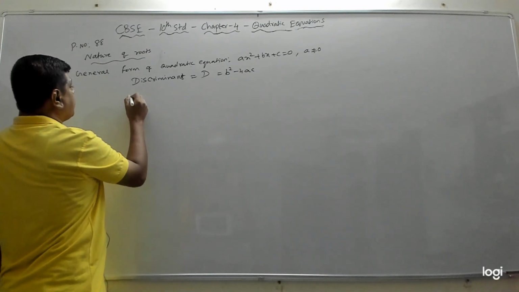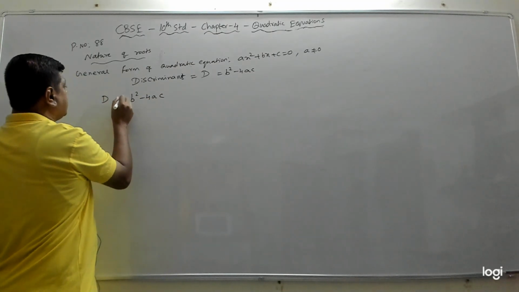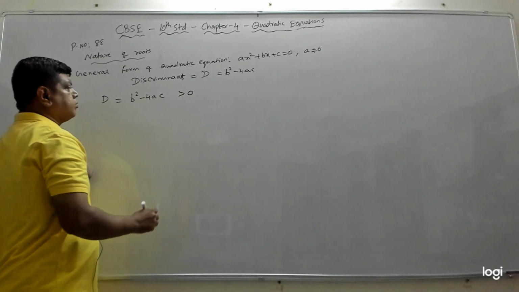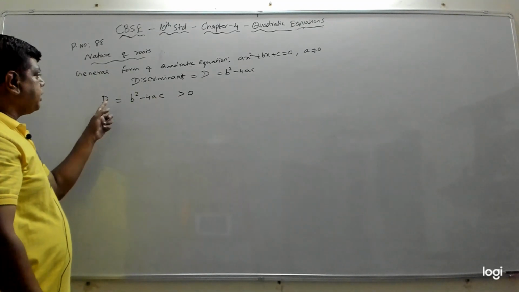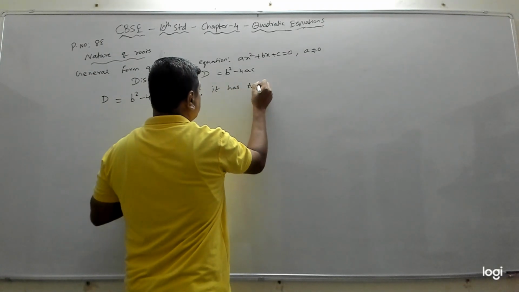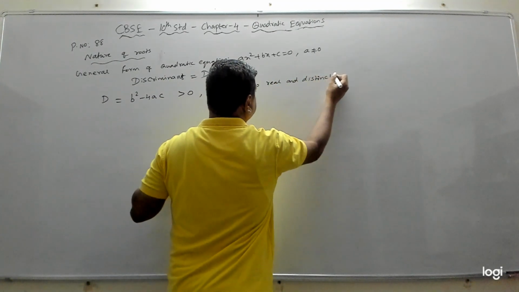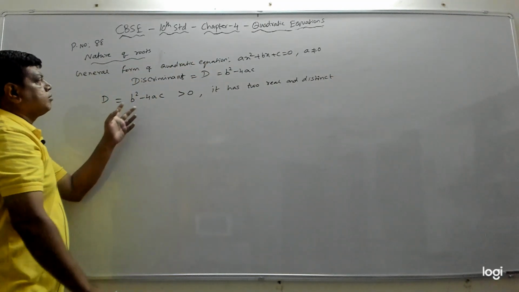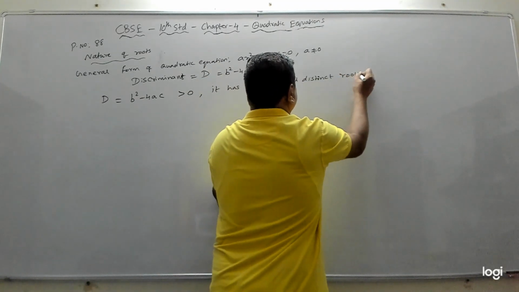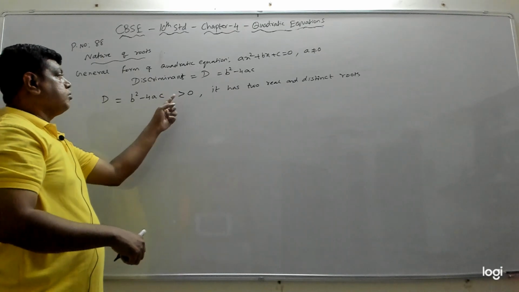So if your b square minus 4ac, which is your D, is greater than 0, then we will say it has two real and distinct roots. This quadratic equation will have two real and distinct roots when your b square minus 4ac, which is D, is greater than 0.